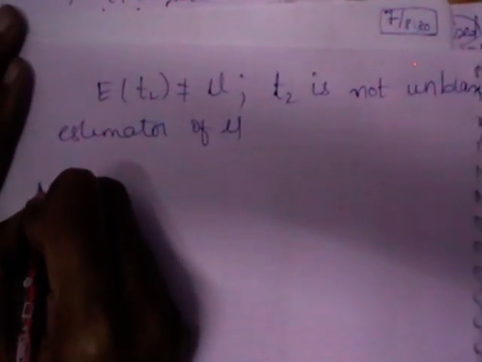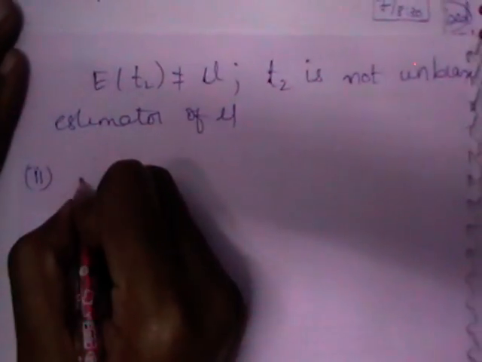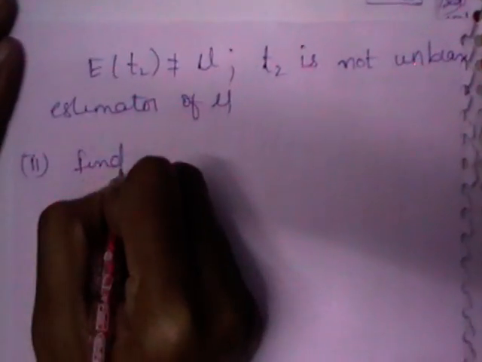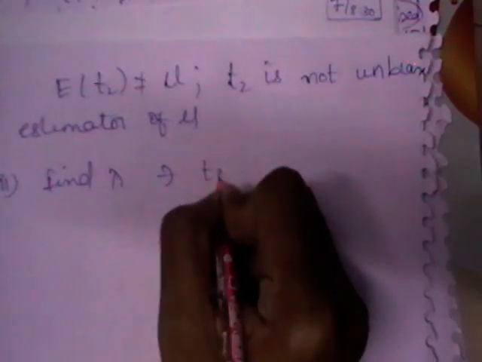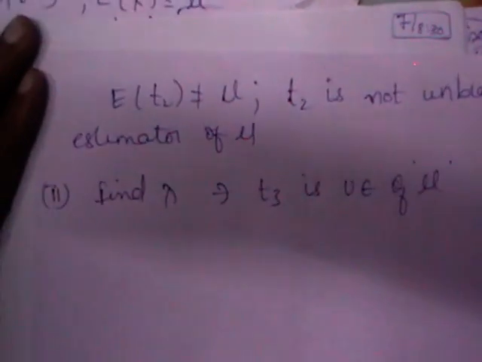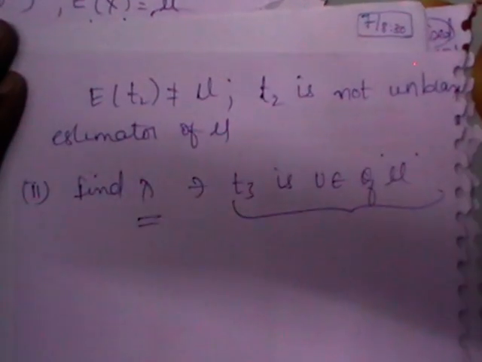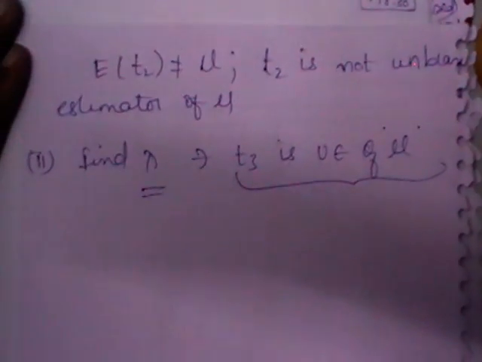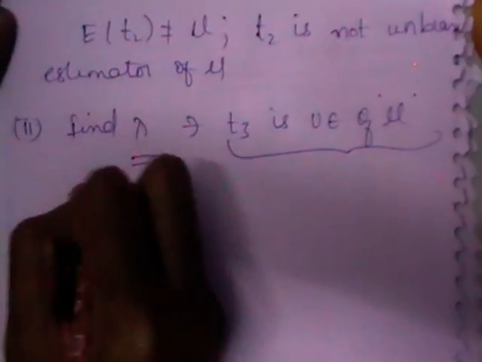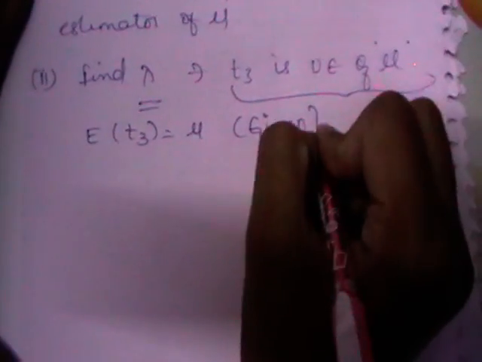Now, what is the second bit you need to find out? Find lambda such that T3 is unbiased estimator of mu. To find out lambda, you should make use of the condition T3 is unbiased estimator of mu. That is, it is given. You are not checking, this is given to you. E of T3 is equal to mu.